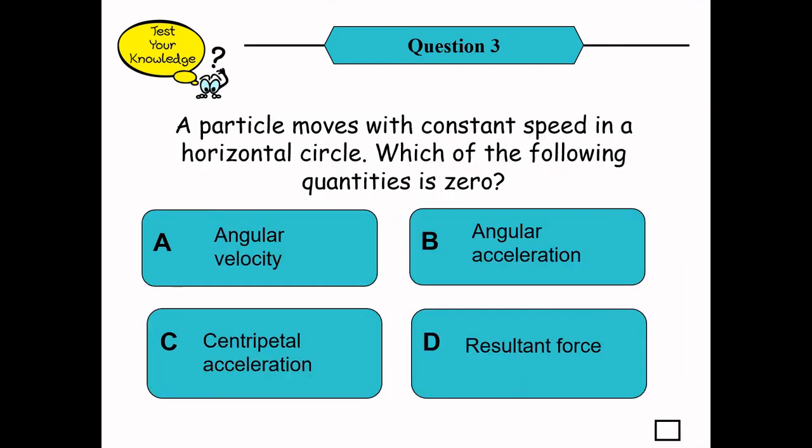Question 3. A particle moves with constant speed in a horizontal circle. Which of the following quantities is zero? Okay, the answer is B. Angular acceleration. Angular acceleration is the rate of change of angular velocity. Since the angular velocity is unchanged, the angular acceleration is zero.